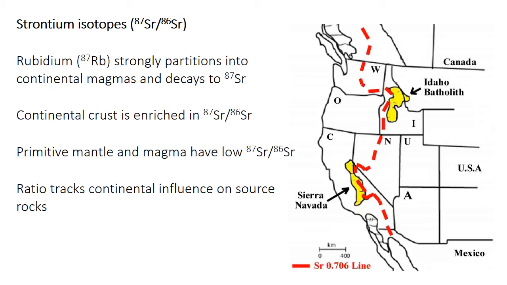So in Western North America here, there's this somewhat famous line called the 706 line, which distinguishes rocks. It traces the edge of the old continent, the old craton. It separates the continental rocks with high 87-86 strontium, greater than 0.706 on the east side, from younger or juvenile rocks with lower 87-86 on the west side.